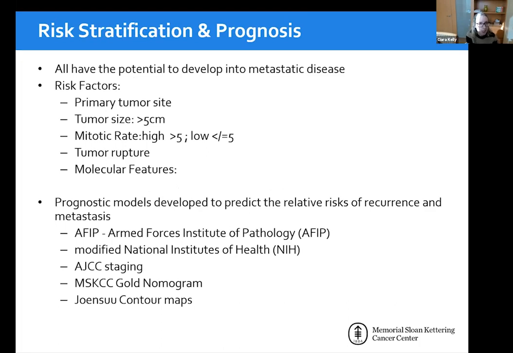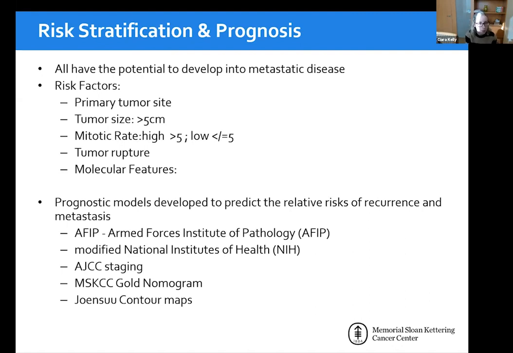In terms of risk stratification and prognosis, essentially once a patient has undergone surgery for a localized disease, we then need to determine whether or not it is helpful for a patient to be considered for treatment with imatinib after surgery. And the features that we look at include the primary tumor site, the size of the tumor, larger, being over 5 centimeters, are associated with higher risk, mitotic rate, high being over 5, low being less than 5 per 50 high power field, high being associated with a higher risk of recurrence. Tumor rupture is also associated with a higher risk for recurrence.